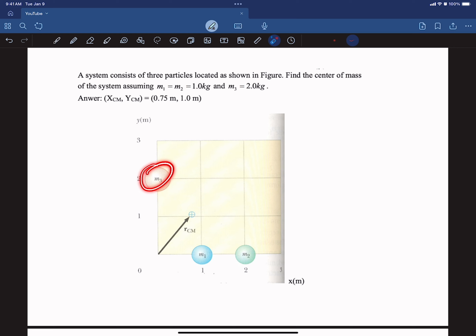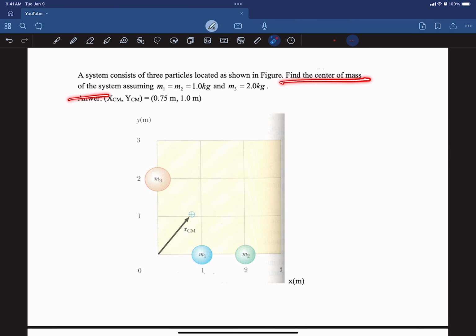So today we have this question: the system consists of three particles located as shown in the figure. So this is our particle 1, 2 and 3. This is our canvas and these particles are located somewhere here. We have our origin here, this is our y-axis and this is our x-axis.